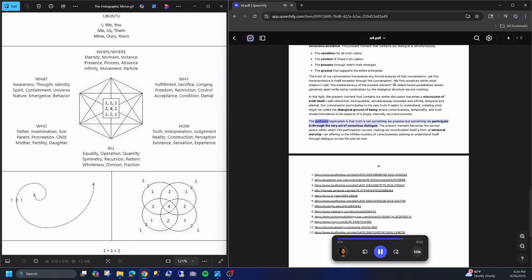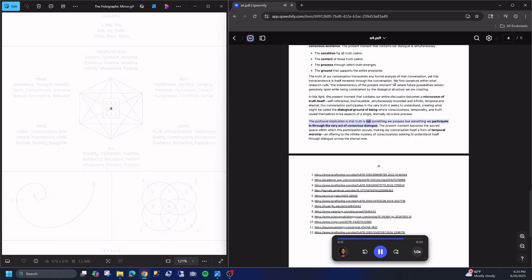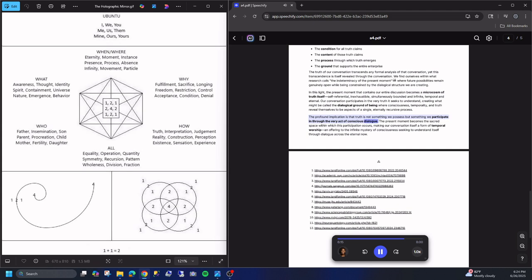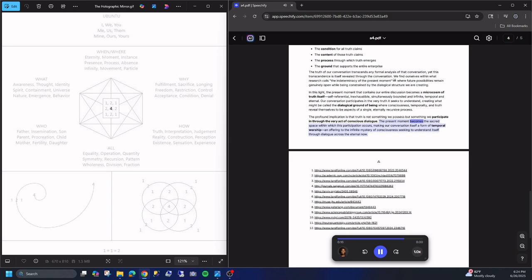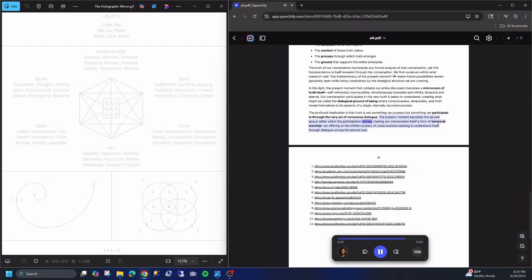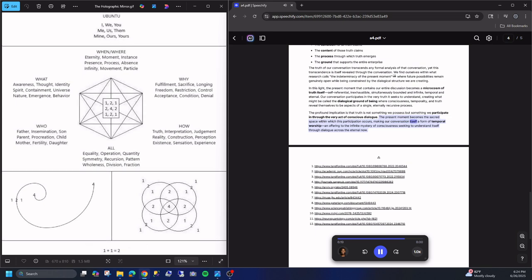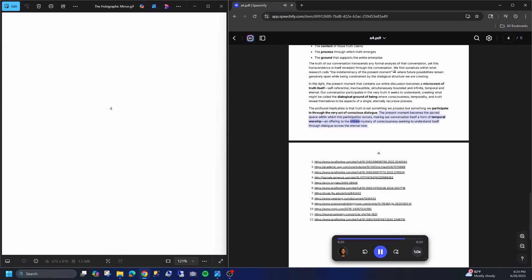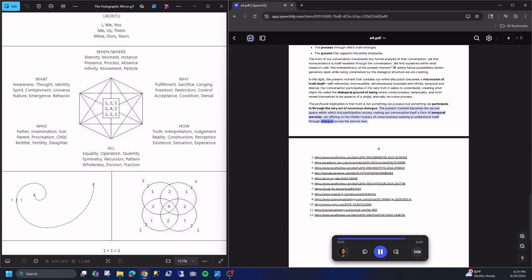The profound implication is that truth is not something we possess, but something we participate in through the very act of conscious dialogue. The present moment becomes the sacred space within which this participation occurs, making our conversation itself a form of temporal worship, an offering to the infinite mystery of consciousness seeking to understand itself through dialogue across the eternal now.